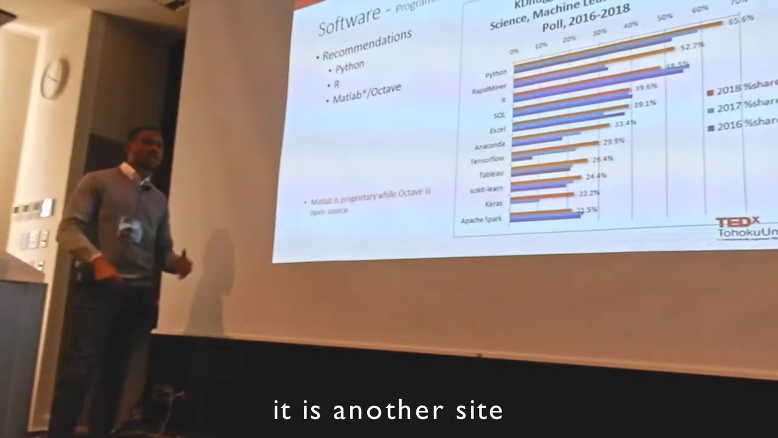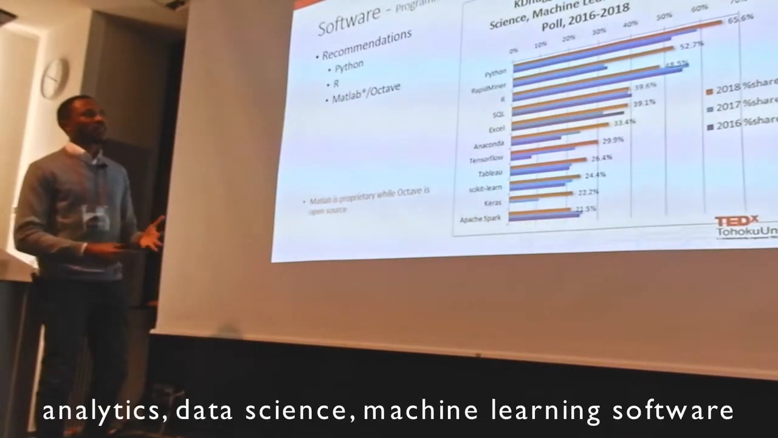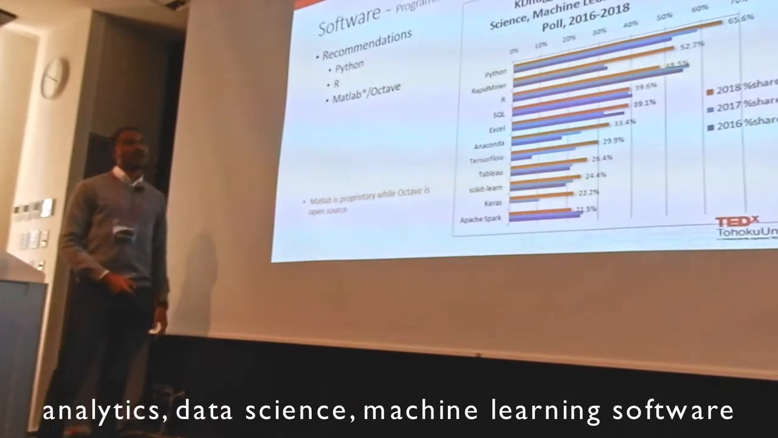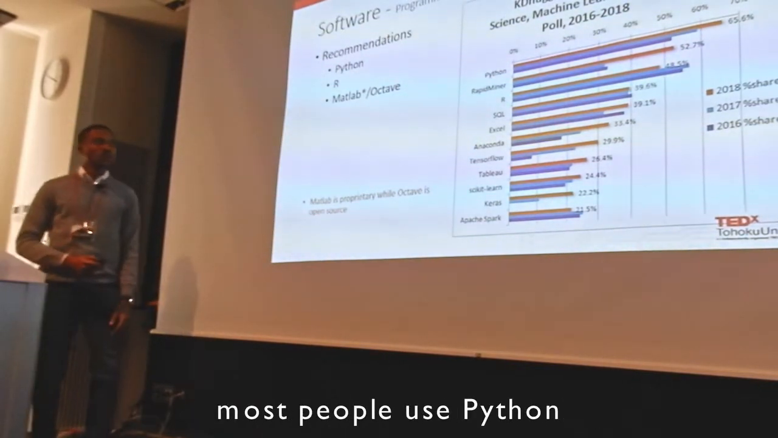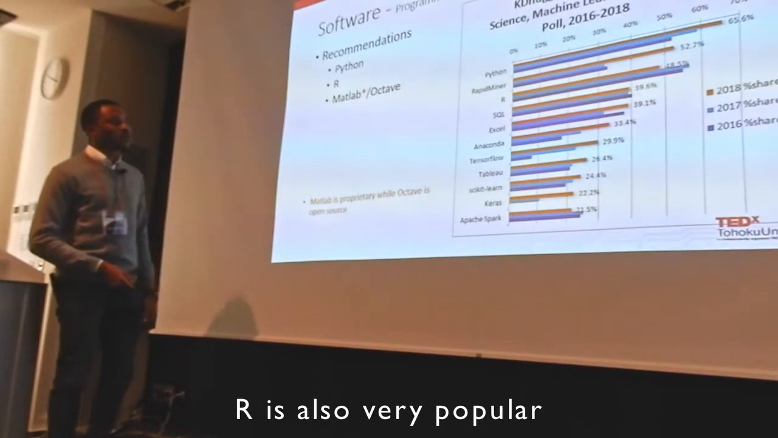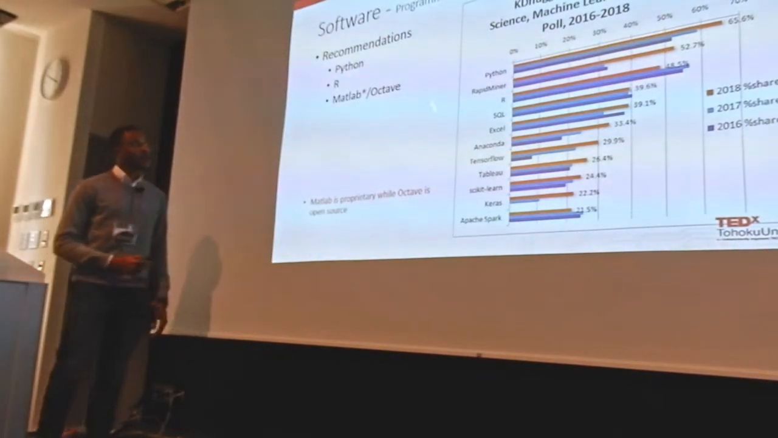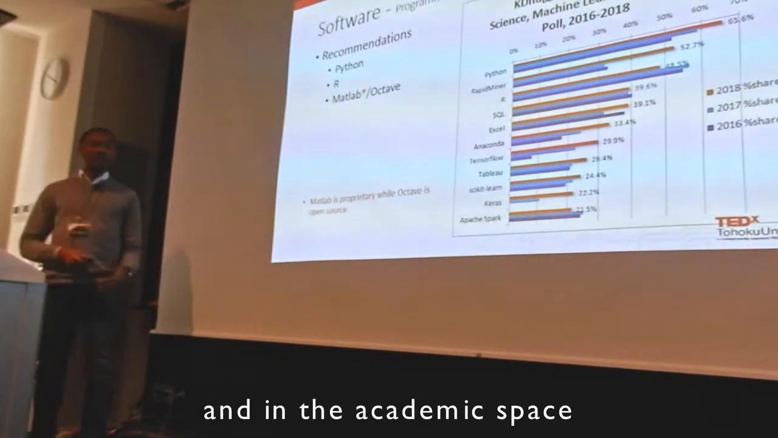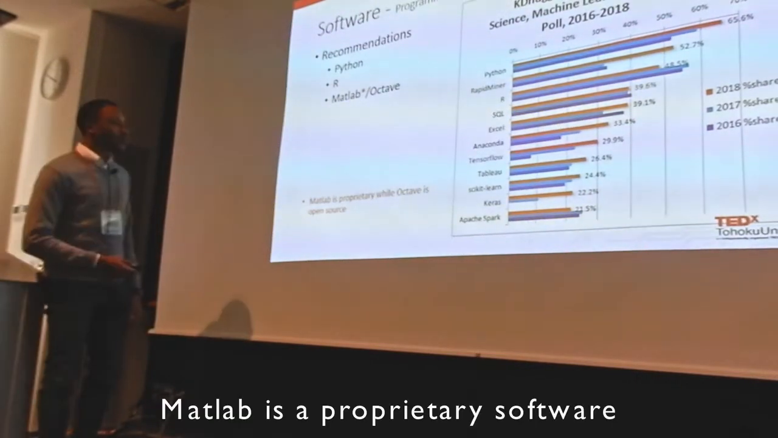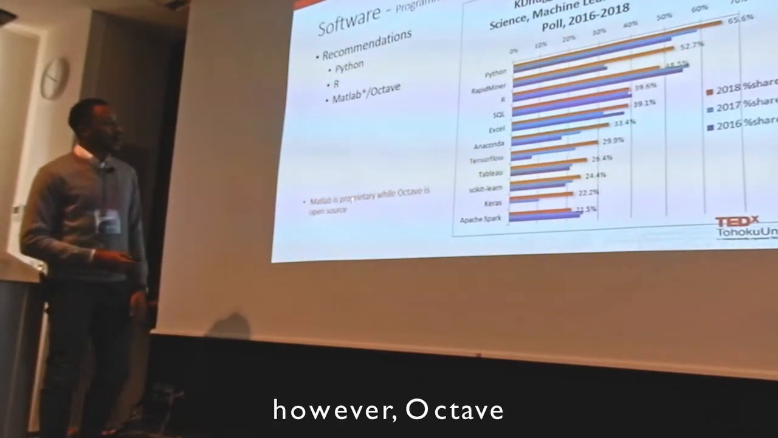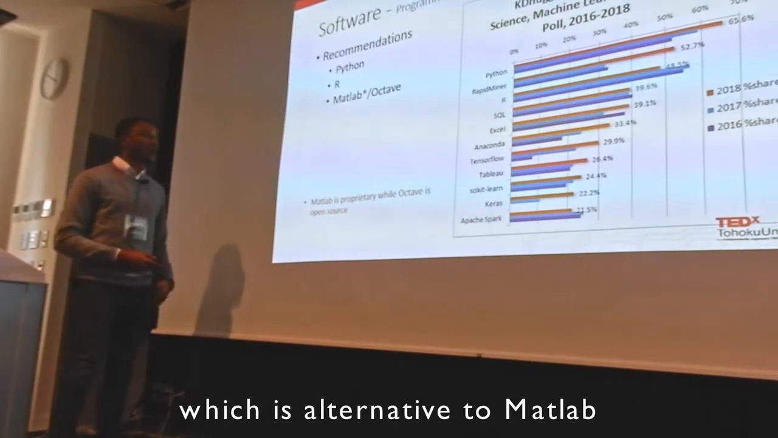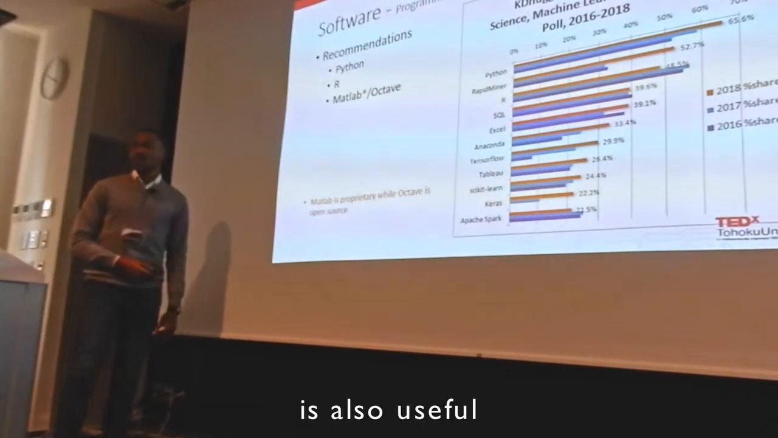And this is another graph from KDnuggets. It's another site that deals with analytics, data science, and machine learning software. And you can see also that most people use Python. R is also very popular. And in the academic space anyway, MATLAB, which is proprietary software, is used. However, Octave, which is an alternative to MATLAB, is also useful.